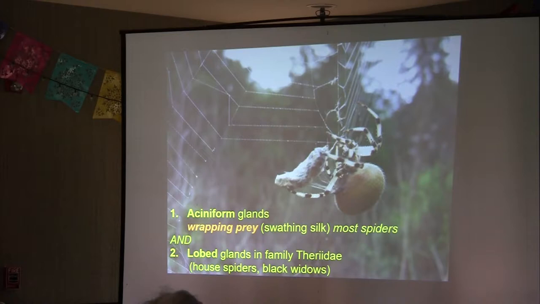It depends upon what the spider's doing. If it's making swathing silk for an egg sac, some kinds of silk will be coming out. If it's making a drag line, a different kind of silk. One kind of gland actually has silk that's just for wrapping prey, which is what this pumpkin spider I captured is doing, wrapping her prey.